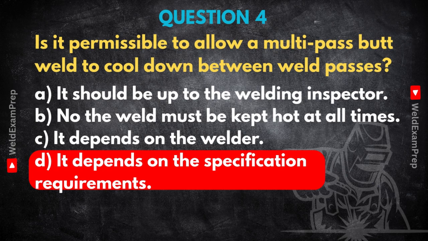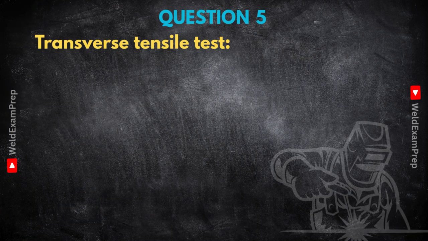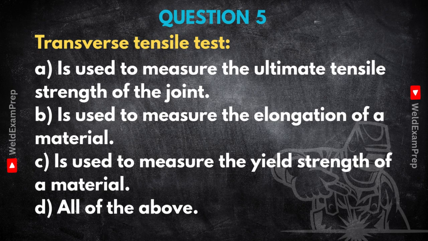Every step. Okay, final question for this deep dive. We've looked at materials, calculations, process control. Now, let's think about testing the finished joint. The question is, transverse tensile test, is it? A, is used to measure the ultimate tensile strength of the joint. B, is used to measure the elongation of a material. C, is used to measure the yield strength of a material. Or D, all of the above.